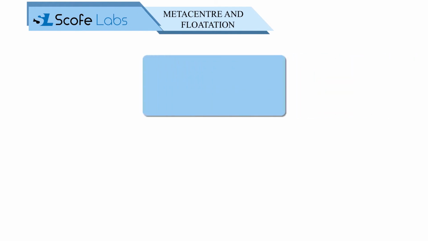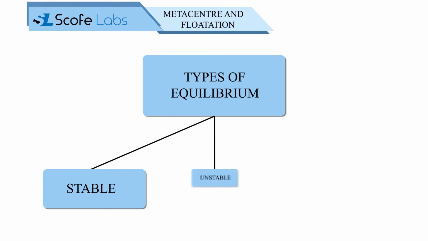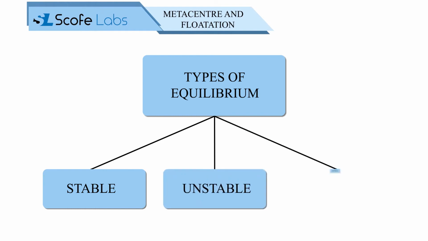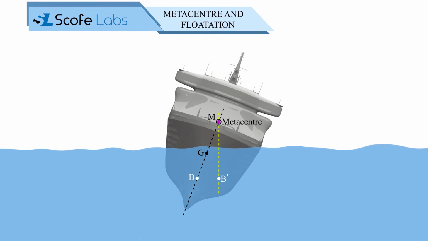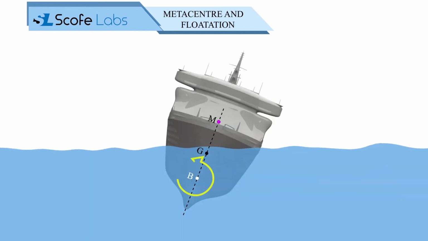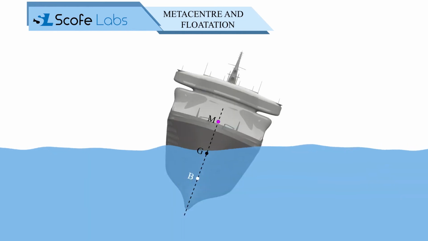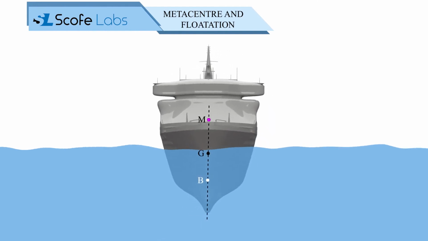Floating bodies possess three types of equilibrium: stable equilibrium, unstable equilibrium, and neutral equilibrium. When the metacenter M is above the center of gravity G, this is called stable equilibrium. In this case, a restoring couple is formed by the buoyancy force and weight of the body, which tends to turn the body back to its original position.